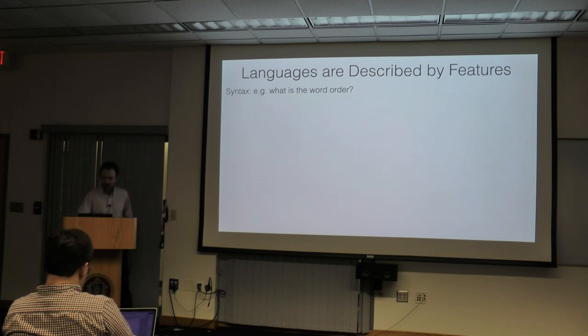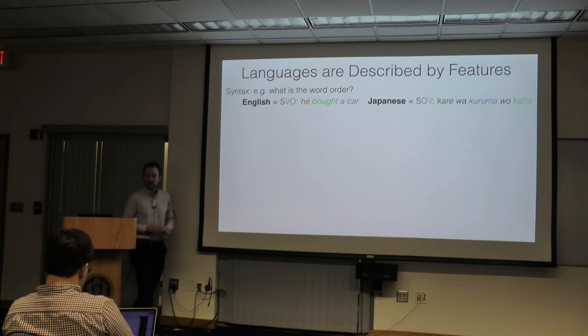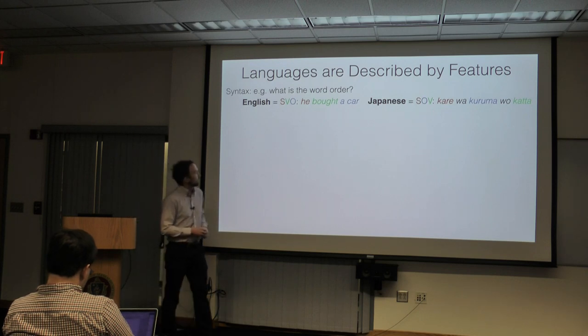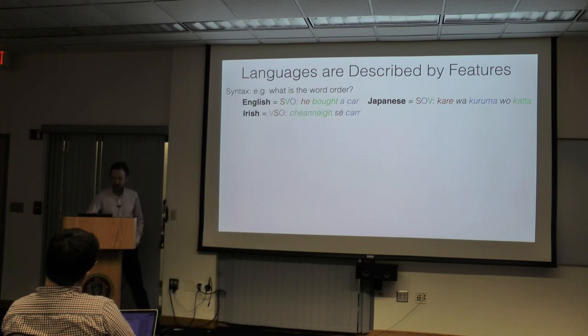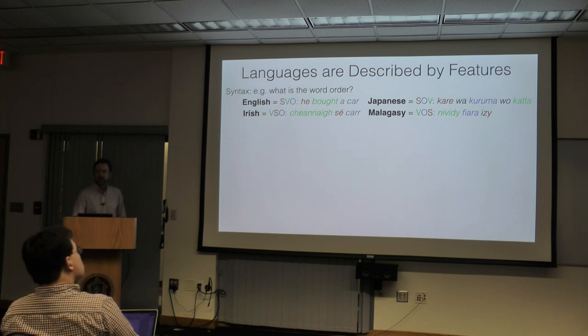So what is the word order? In English, the word order is subject, verb, object. So we have like, he bought a car. This is pretty common. But actually, the most common word order in the world is this SOV word order, where you put the subject first, the object, and then the verb. And then there are also other more unusual ones, like verb, subject, object in Irish, or verb, object, subject. And you can kind of go into the more esoteric ones that people dispute whether they exist or not as well. But these are kind of the most common ones.